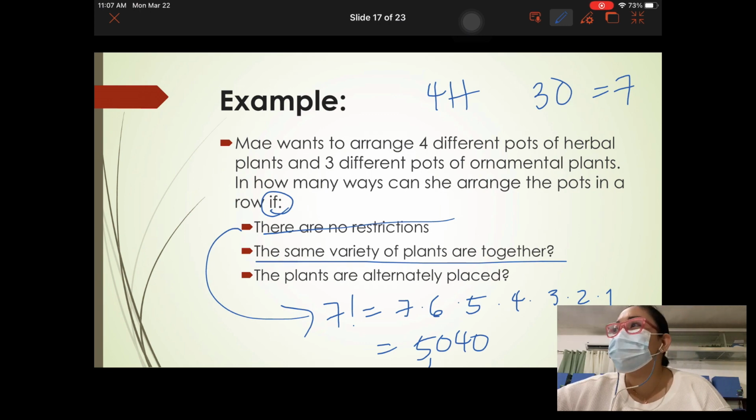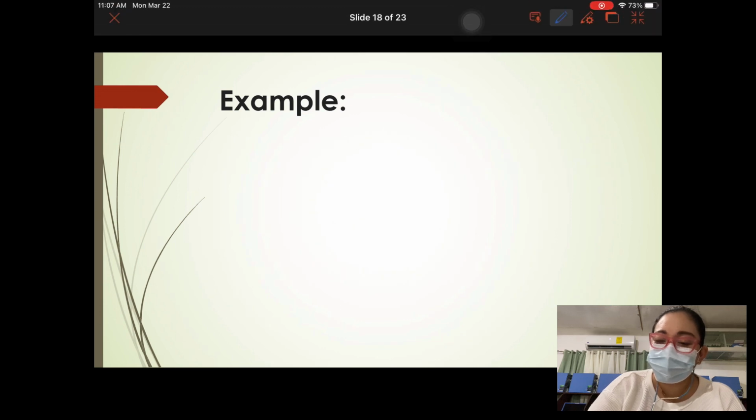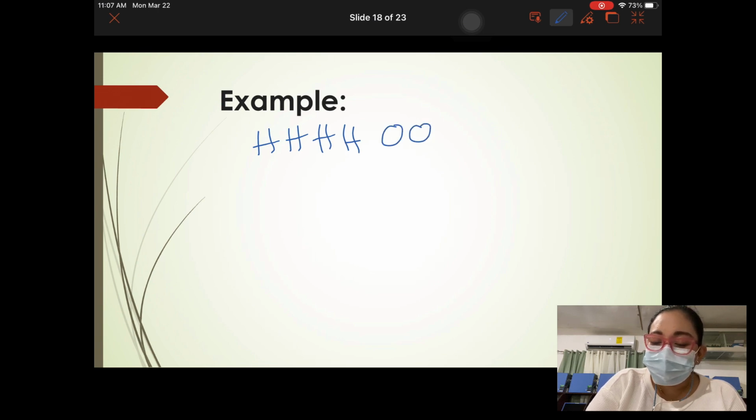So, paano natin gagawin yan? The same variety of plants are together. May biglang restriction. So, anong gagawin natin dyan sa restriction na yan? Isipin nyo, let's visualize. Kailangan ganito itsura niya. You have 4 herbal plants, diba? Tapos, you have 3 ornamental plants. So, ito yung one possible way.